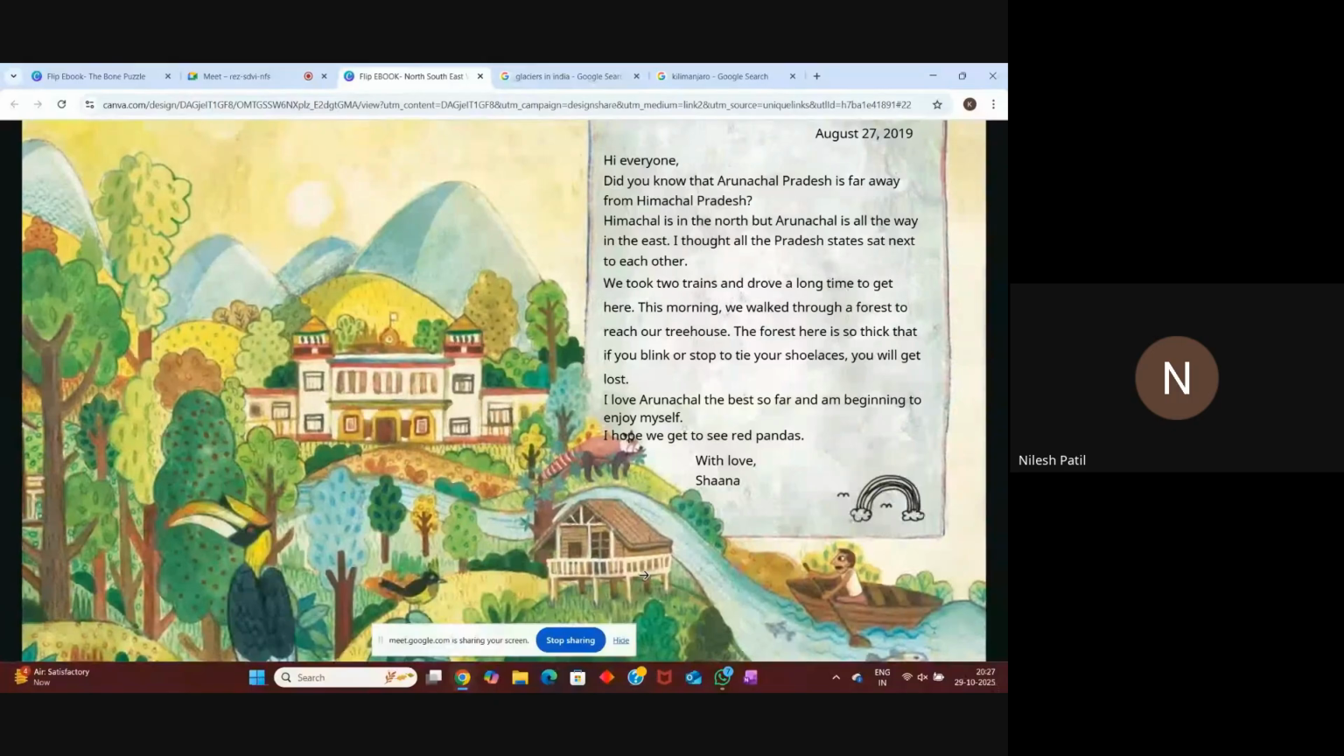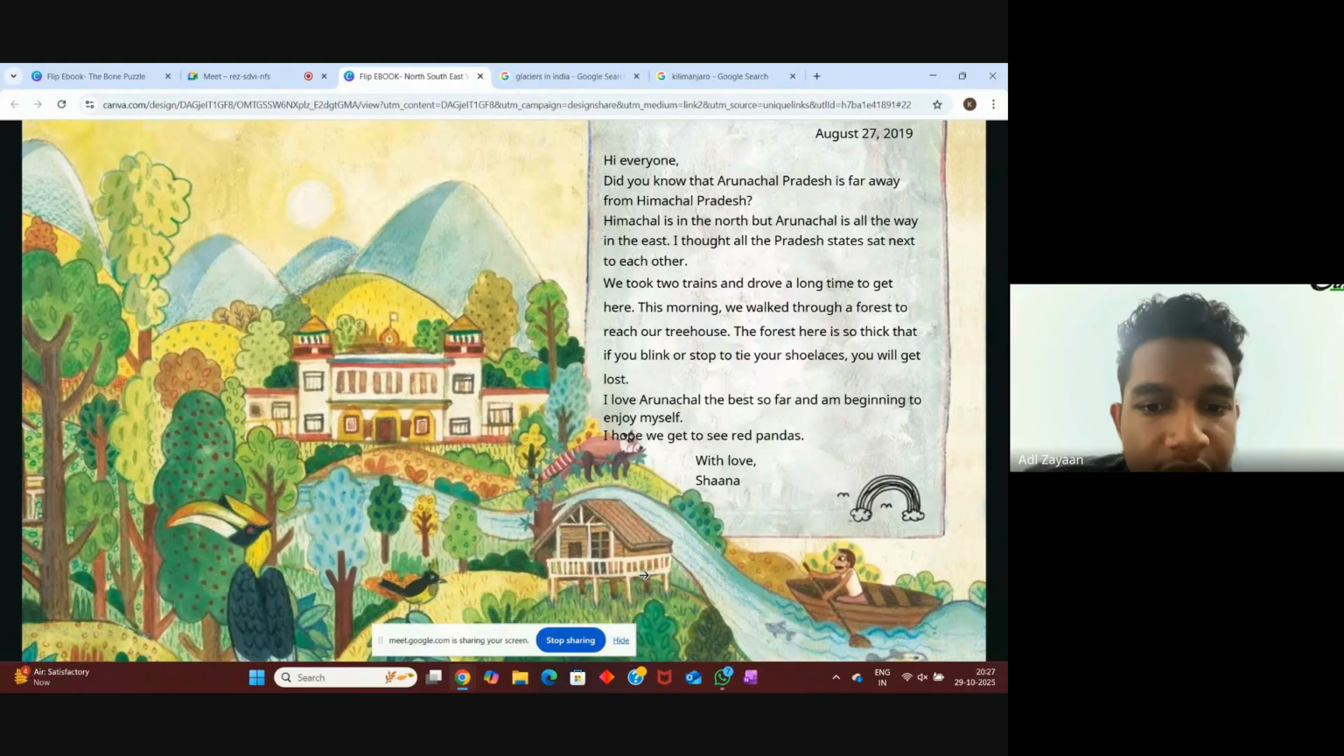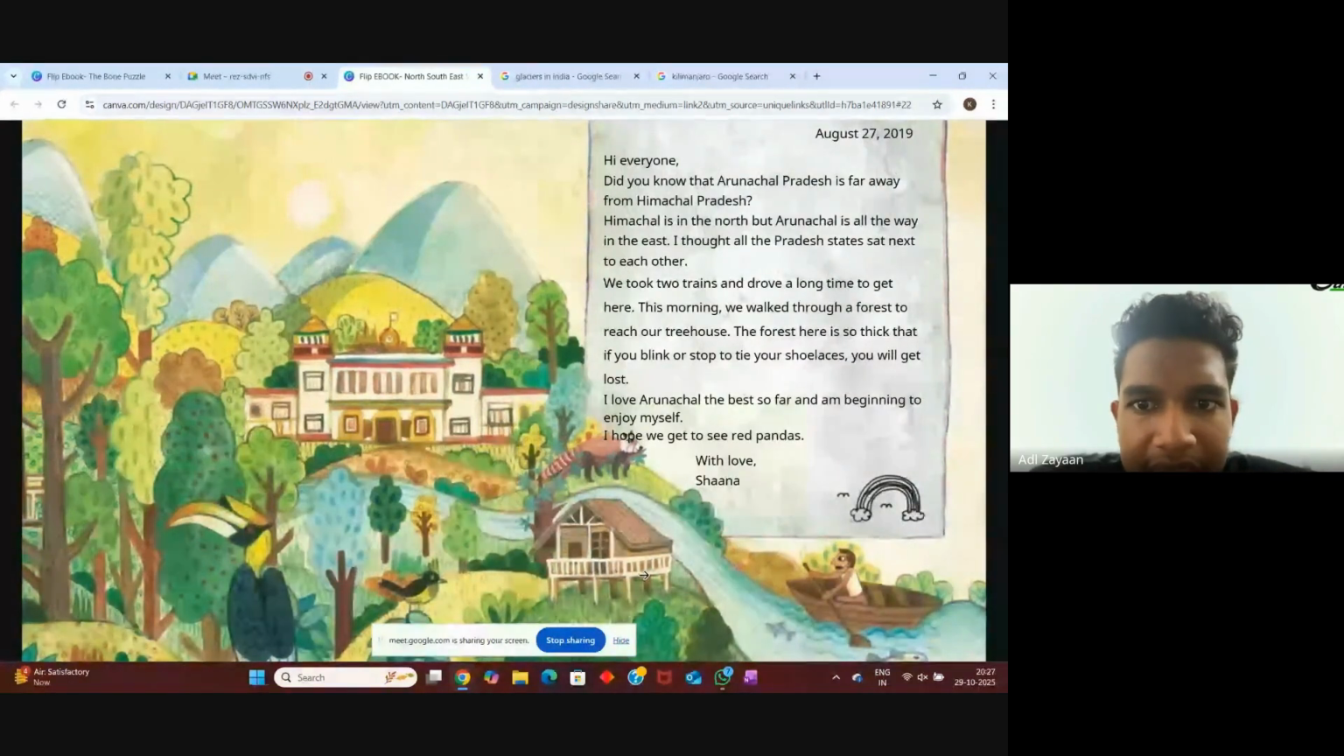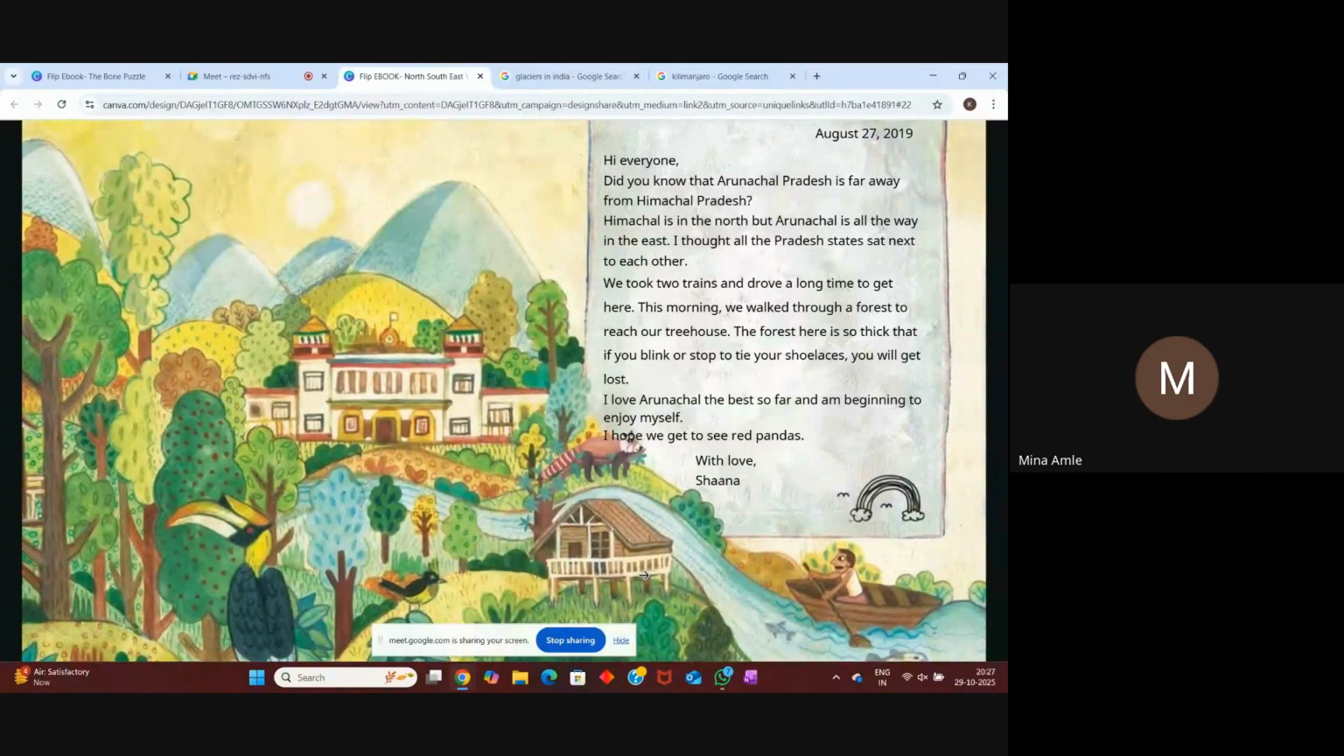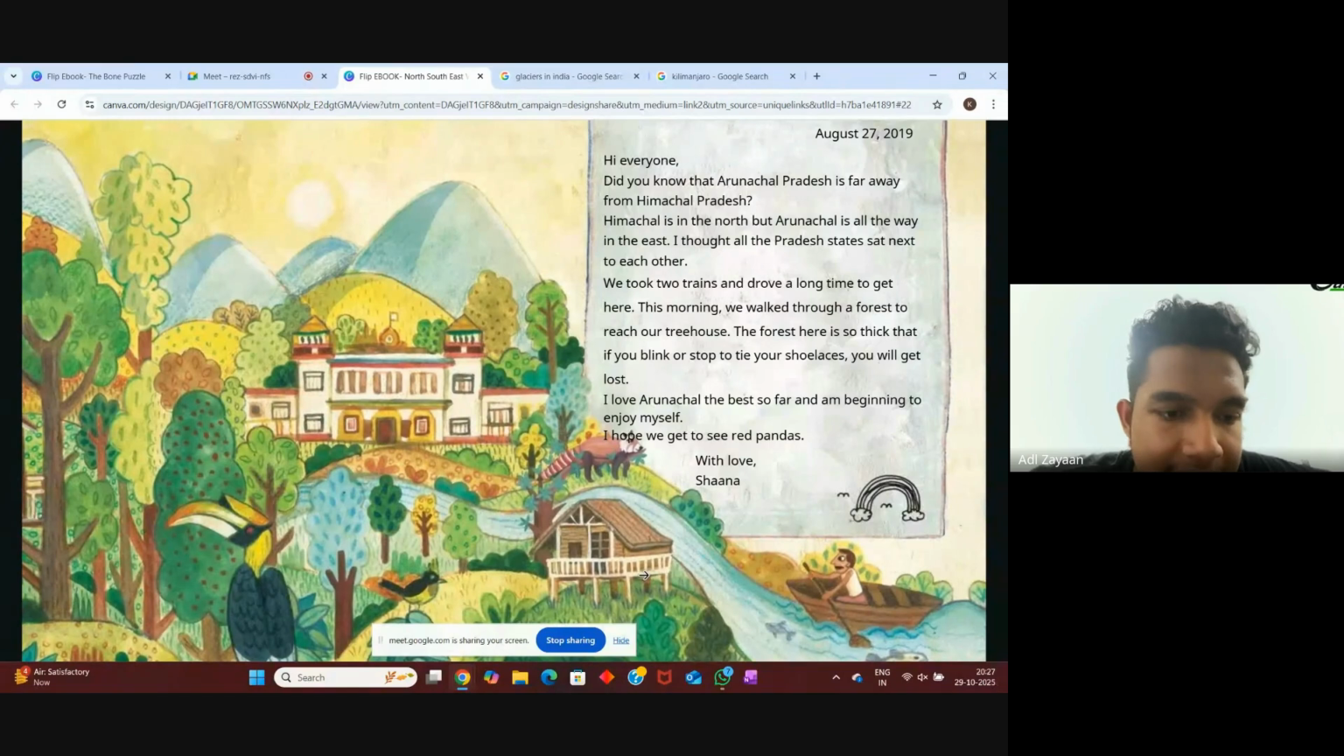The forest here is so thick means the forest is very dense. This might be a new word for you, dense. Dense forest means very thick forest, so that if you blink or stop to tie your shoelaces, you will get lost. Blink means closing your eyelids. That much dense is that forest.